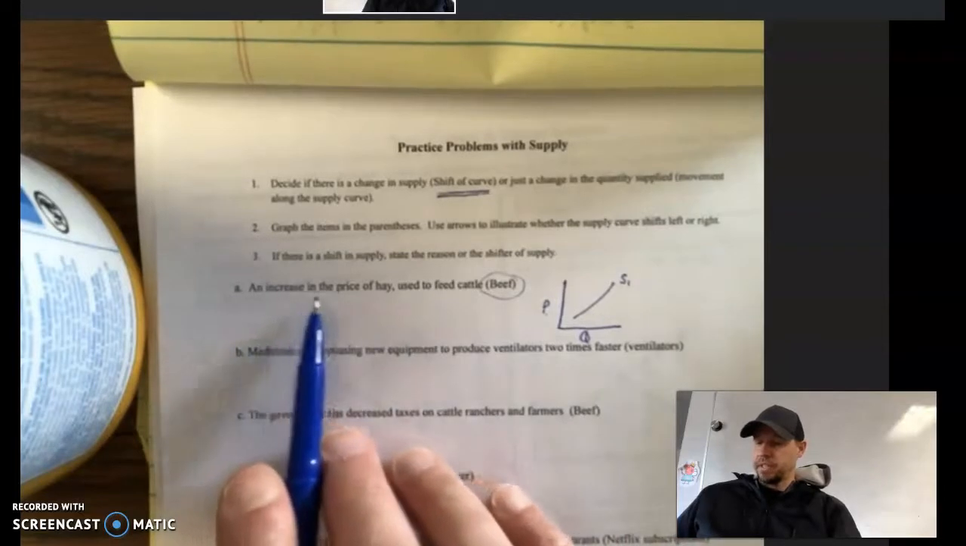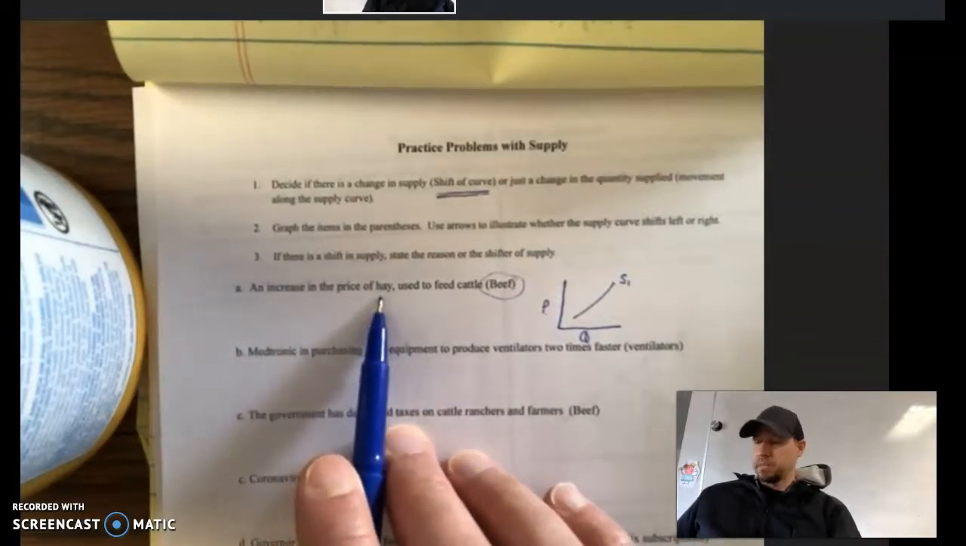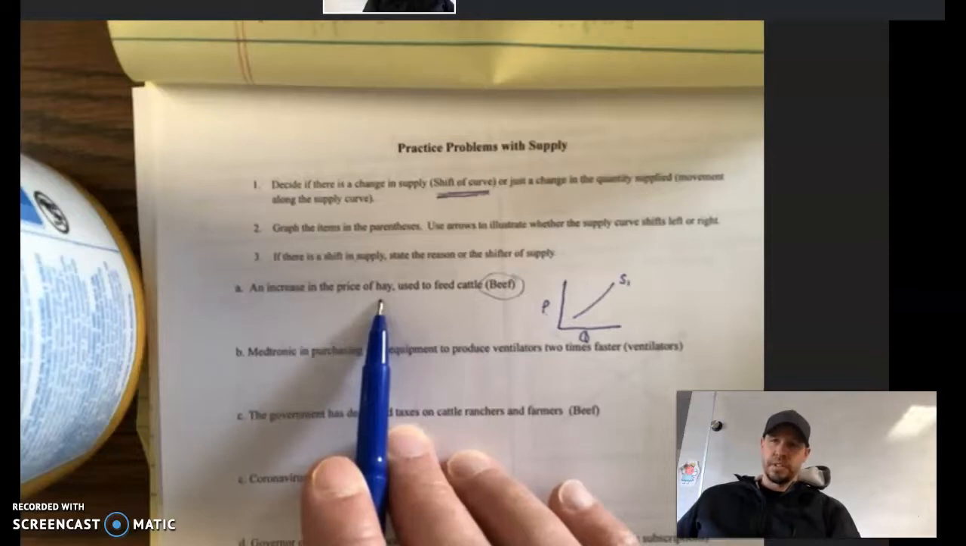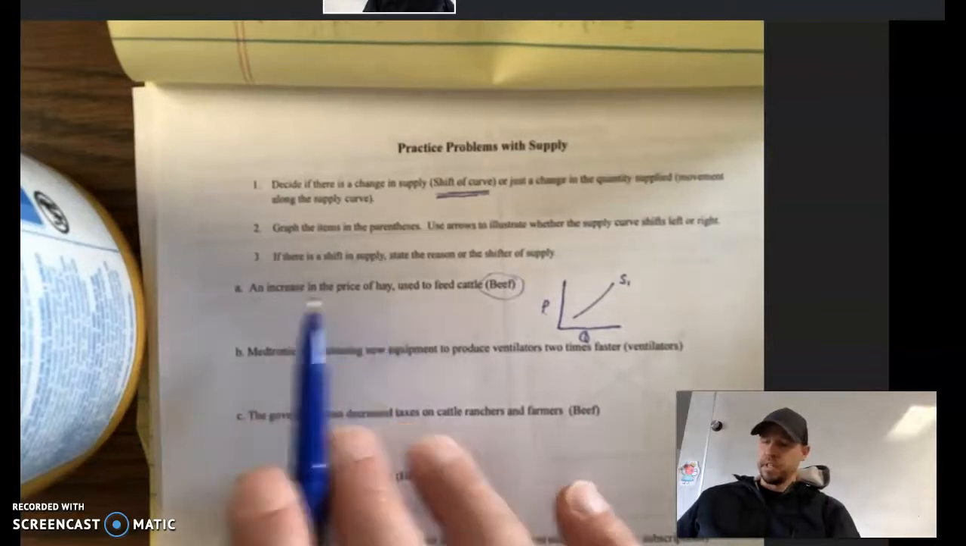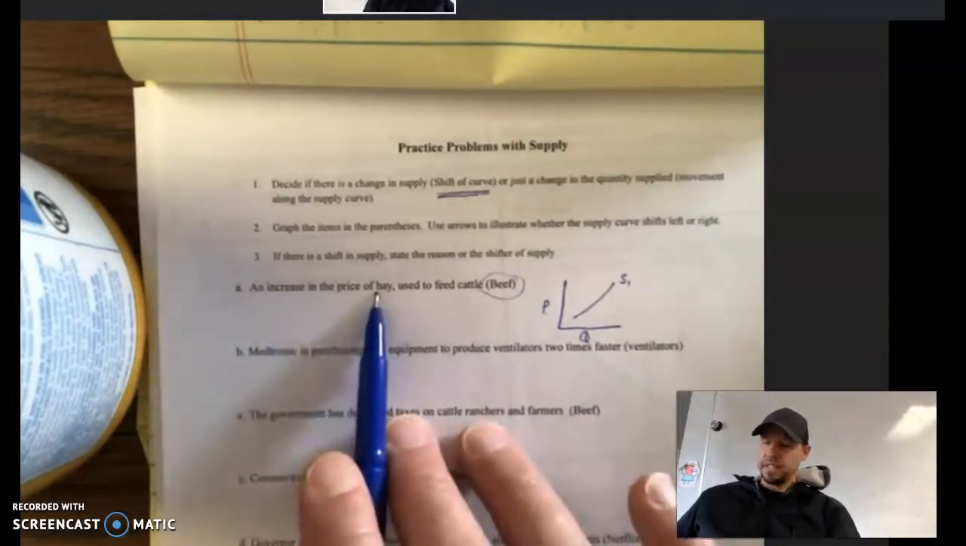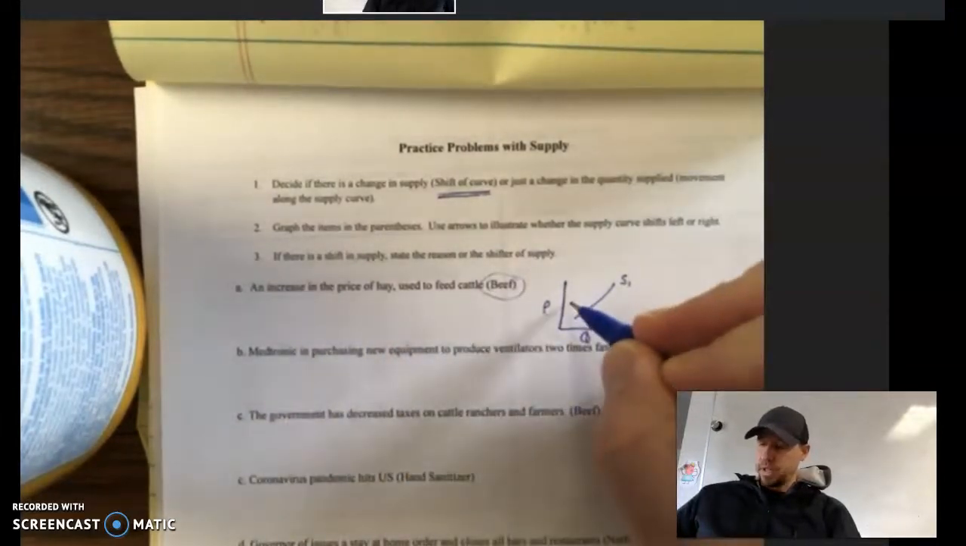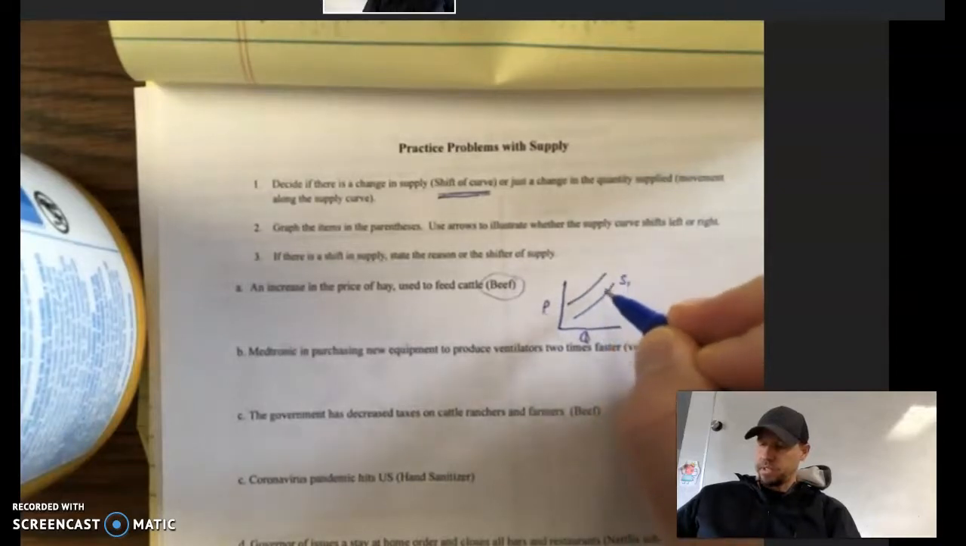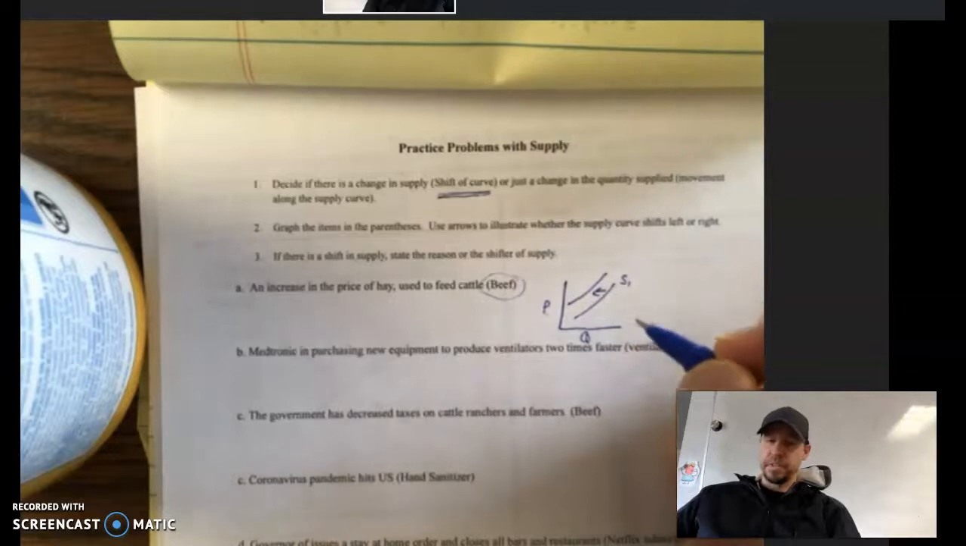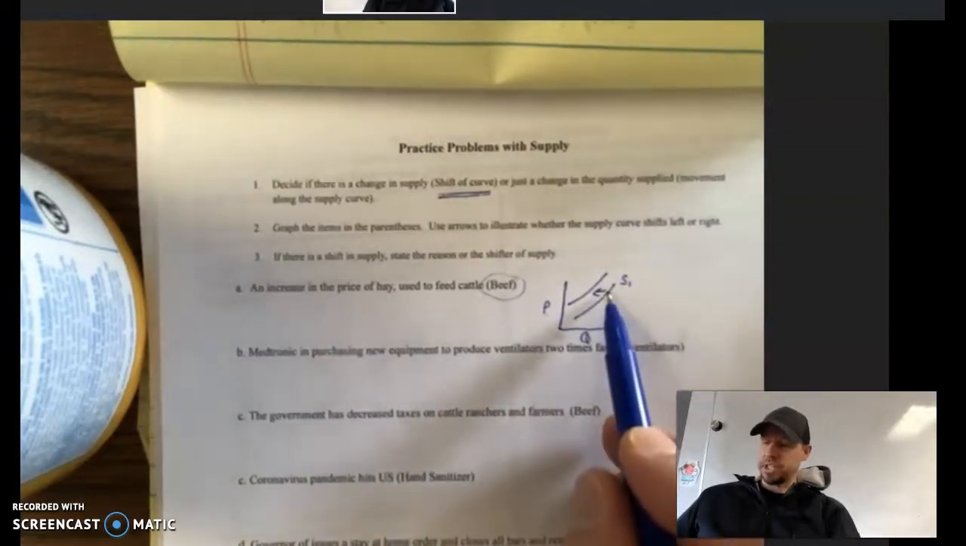So here we look at an increase in the price of hay. And one of the things when it comes to supply, if you want to think about anything that increases costs, whether it's taxes, an increase in input prices, cost of resources, anything that's going to make something more expensive to produce is going to decrease supply. So that's a good rule of thumb to think about here. If it costs more to feed cattle, we can probably assume that it's going to decrease the supply of beef. And when we say decrease, we're talking about a shift to the left.